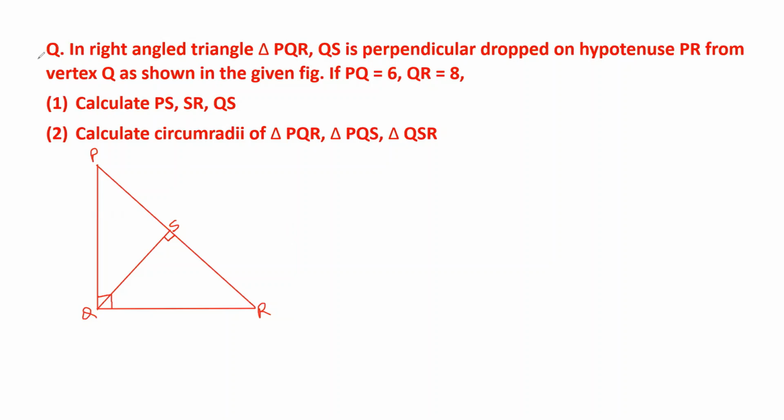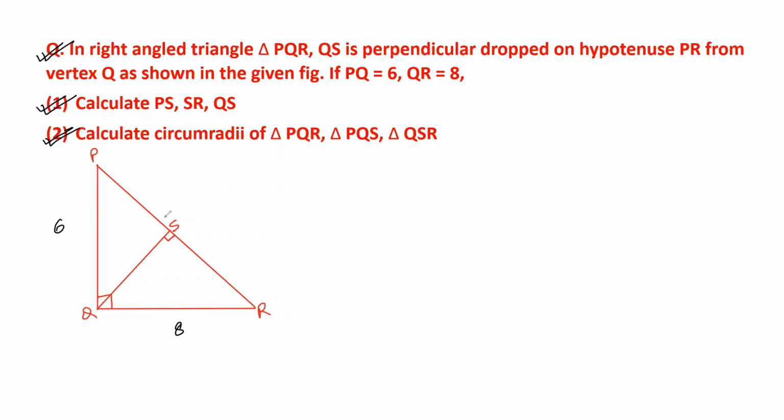Now let us see this question. In a right angle triangle PQR, QS is perpendicular dropped on the hypotenuse PR from the vertex Q as shown in this figure. The length of PQ is given to be 6 units. The length of QR is given to be 8 units. And we need to find the length of PS, SR and QS. And we also need to find the circumradii of triangle PQR, PQS and QSR.